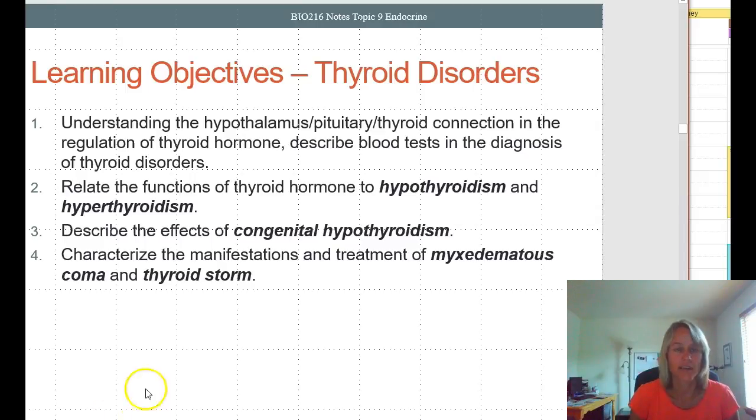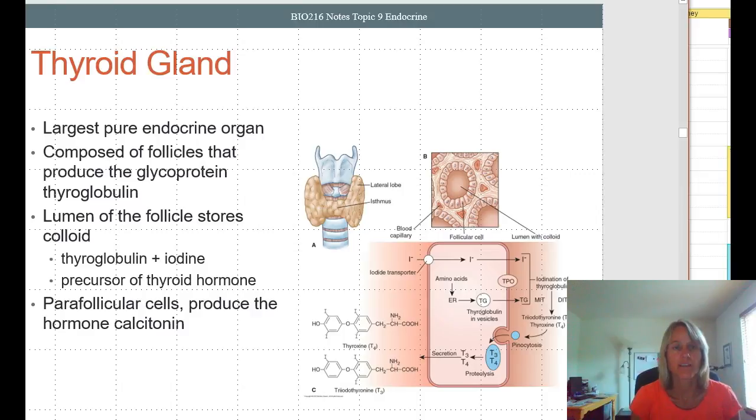Okay, let's take a look at thyroid disorders and the thyroid gland. So the thyroid gland is the largest pure endocrine gland, and it's composed of follicles that produce thyroglobulin. In the lumen of the follicle, we have stores of colloid, and colloid is the thyroglobulin plus iodine. And this is going to make the precursor for a thyroid hormone. We also have parafollicular cells that produce the hormone calcitonin, which is involved in regulating blood calcium levels.